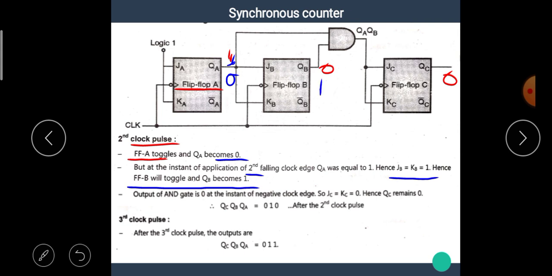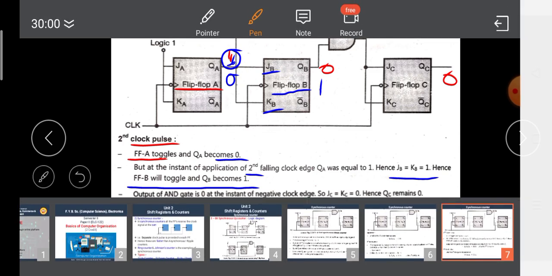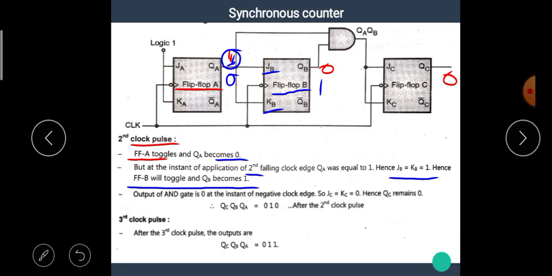That means at the instant of the second falling edge of the clock, QA has the value 1. Hence JB and KB equal 1. Now flip-flop B is in toggle mode, hence it becomes 1. But the output of the AND gate is 0 because at the instant of the second falling edge, QB has the value 0. Hence there is no change in the output of flip-flop C, that means it has the value 0.